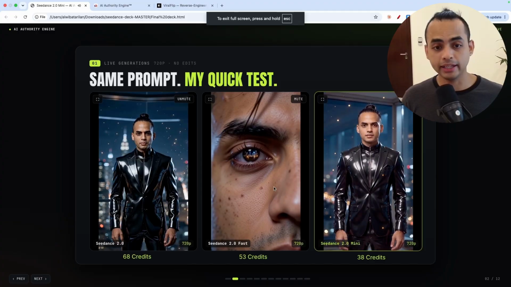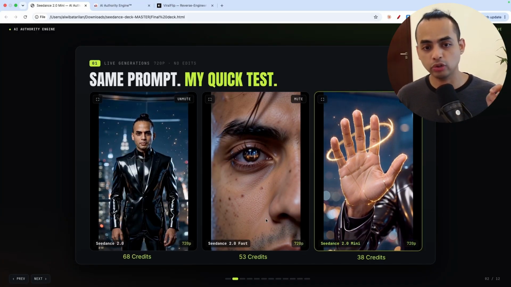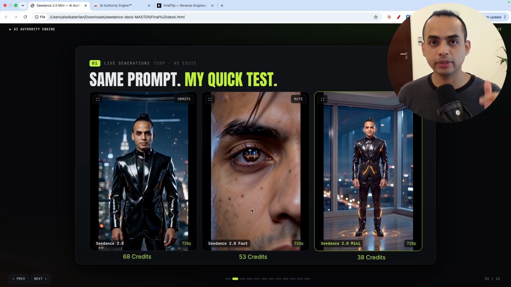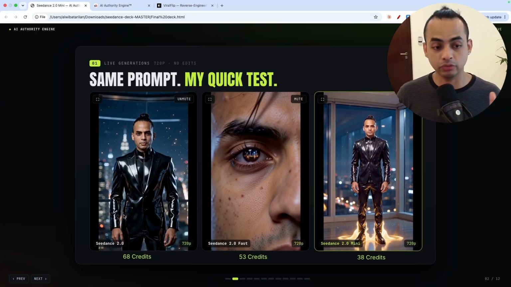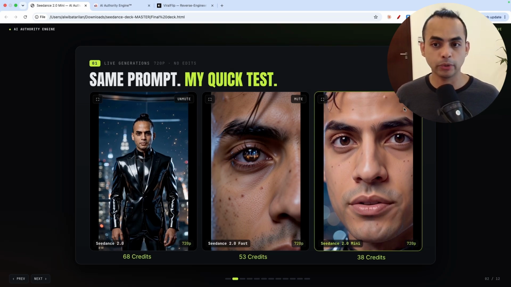All right, not bad as well. You can already see that between Seedance 2.0 and 2.0 Fast, it's a little bit more cinematic, but the hyper-realism still is better in the original Seedance 2.0. Last but not least, let's look at Seedance 2.0 Mini.